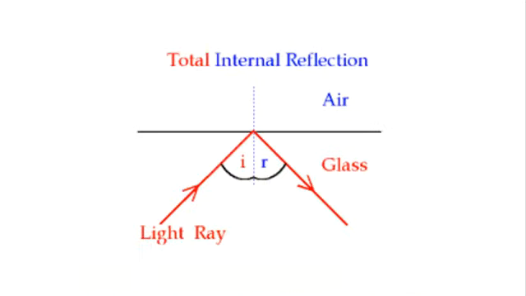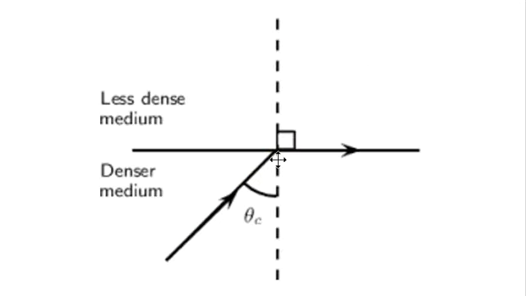Within the aspects of reflection, a phenomenon known as total internal reflection takes place where the angle of incidence is greater than the critical angle. This is the angle of incidence, and this is the angle of refraction. The critical angle is the same as the angle of incidence whenever the angle of refraction equals 90 degrees.